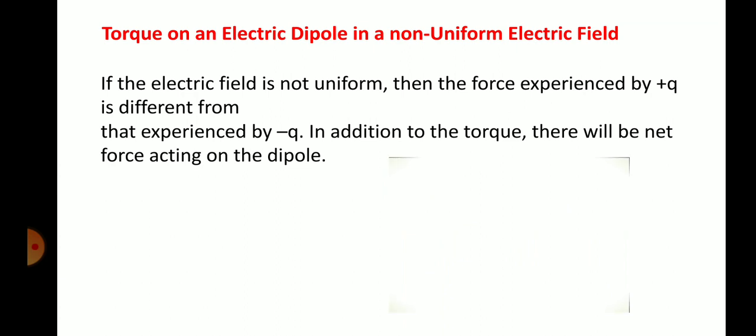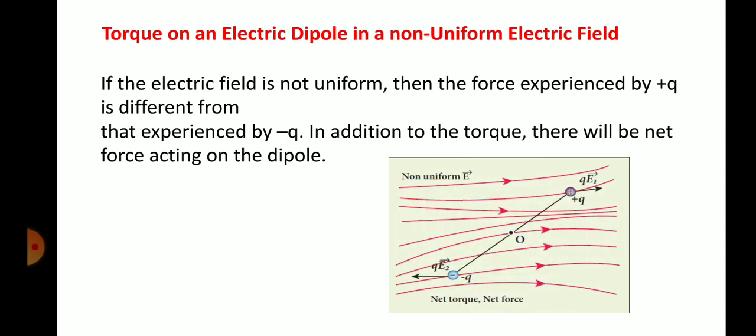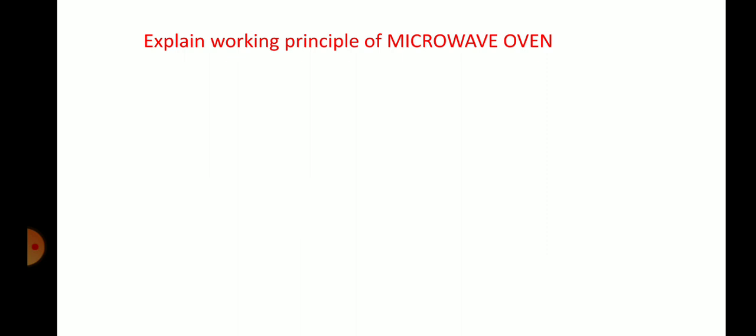Then see that this is a diagram in which the direction of the electric field is not uniform, so it is called non-uniform electric field. If a dipole is placed in a non-uniform electric field, there is the net force as well as net torque. Both the force and torque will be experienced in a non-uniform electric field. That is another thing. It's an important question: what is the torque experienced by a dipole in a uniform and non-uniform electric field? The next one is a 2 mark question.